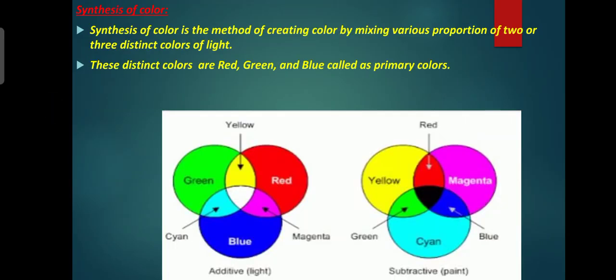Synthesis of colors. Synthesis of color is a method of creating color by mixing various proportions of 2 or 3 distinct colors of light. These colors, red, green and blue, are called primary colors. Equal proportions of 2 primary colors create a secondary color. Magenta, cyan and yellow are called secondary colors. Equal proportions of the 3 primary colors create white.